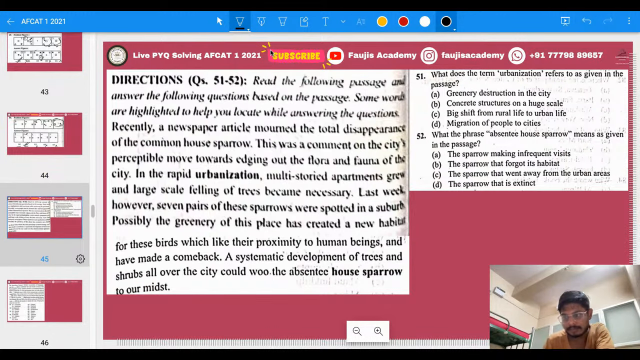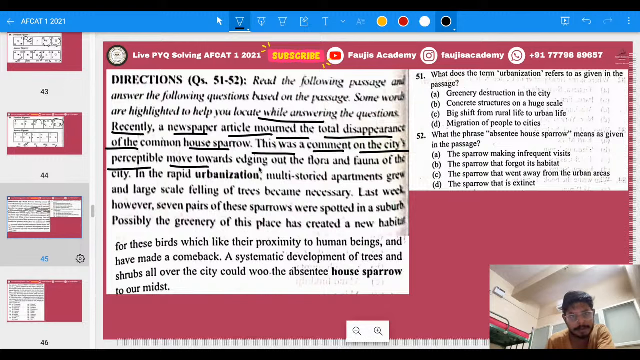All right. Yes, absolutely. Let's get started with English. Read the following passage and answer the following question based on the passage. Some words are highlighted to help you locate while answering the question. Recently, a newspaper article mourned the total disappearance of the common house sparrow. This was a comment on the city's perceptible move towards edging out flora and fauna. Flora and fauna means plants and animals of the city.